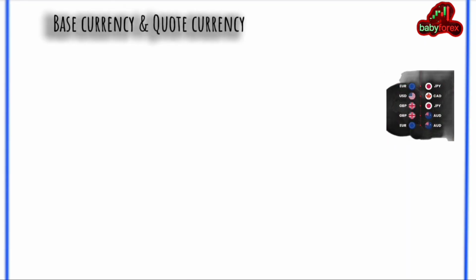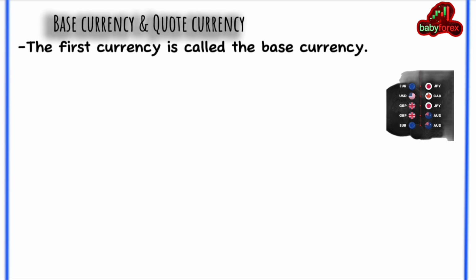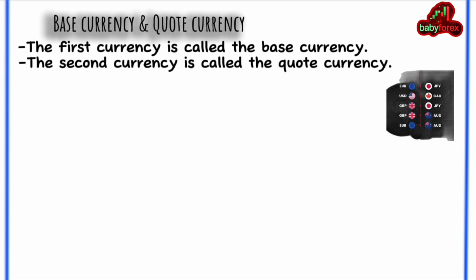Base currency and quote currency. Now this part is important. Every currency pair is written the same way. The first currency is called the base currency. The second currency is called the quote currency. The base currency is the one you're focusing on. The quote currency shows its value.